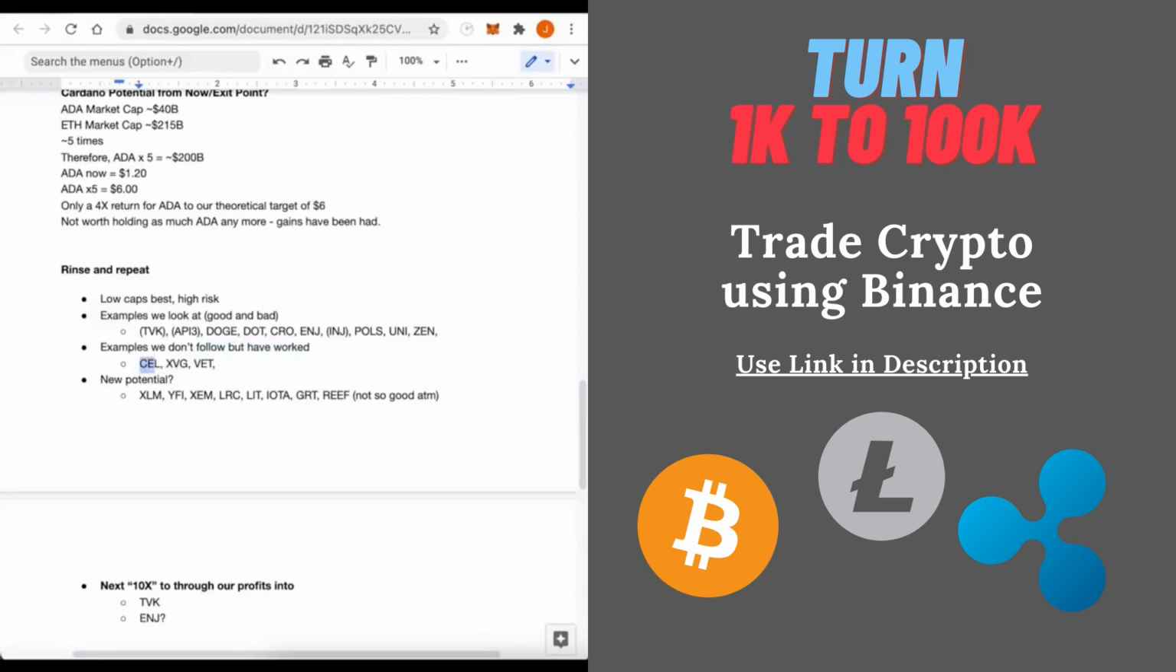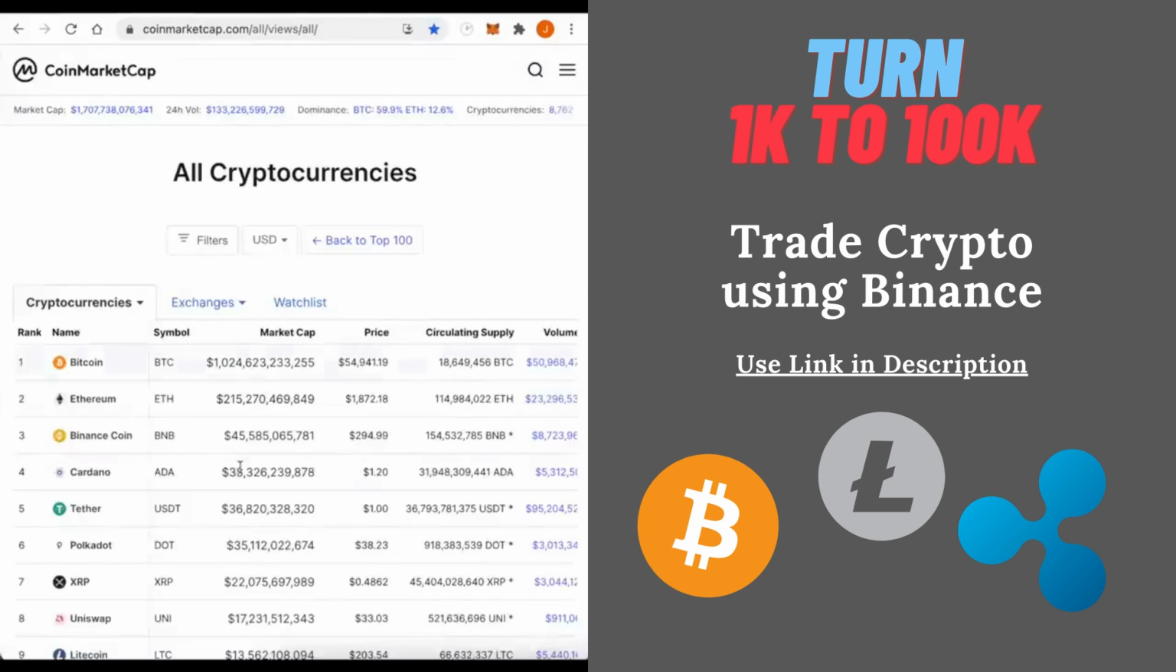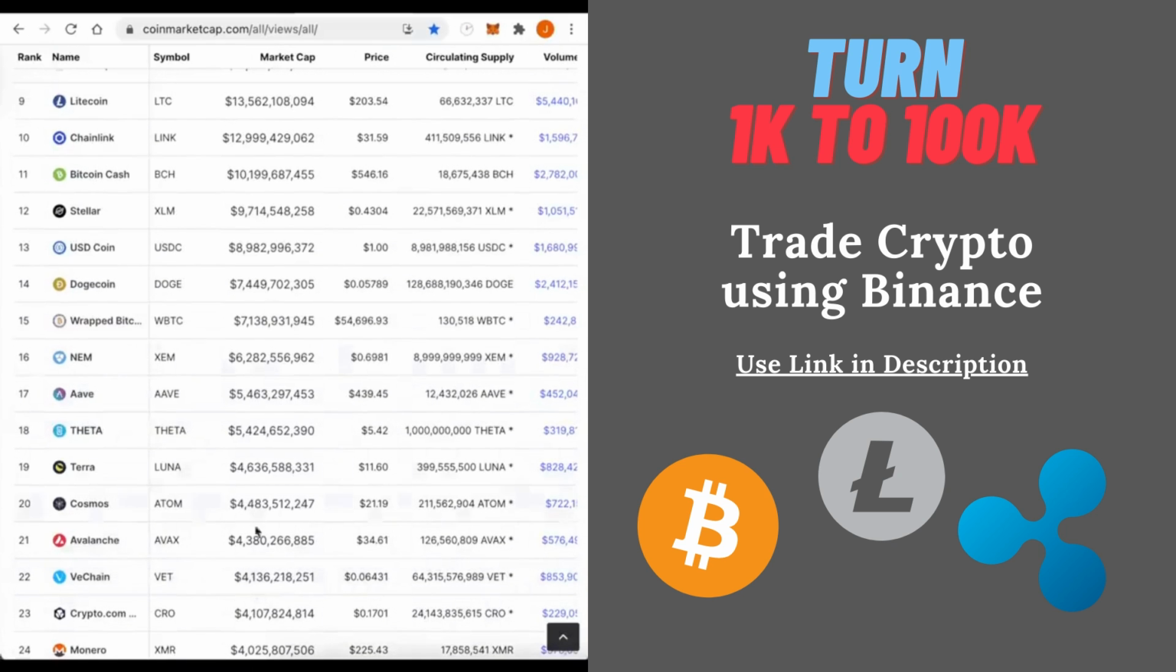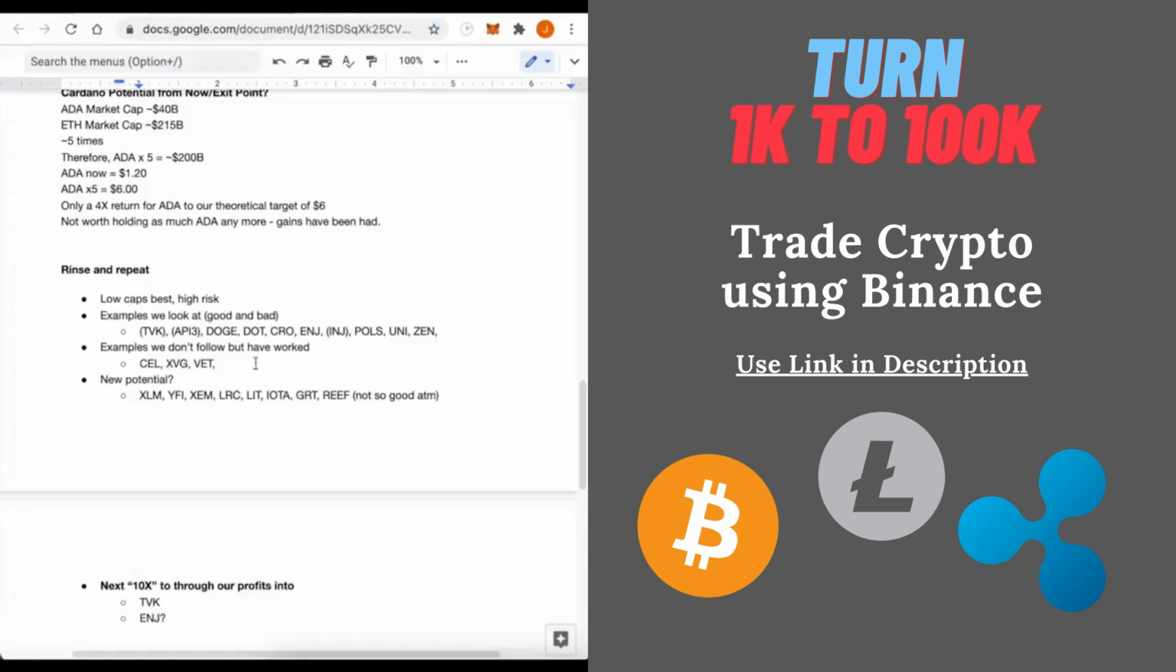CEL, Celsius, XVG, everyone talks about Voyager, and VET. So you would probably see a lot of these on the market caps. RV is another one. VET, can these do another 10x? It's getting more difficult, but they probably could do 10x from these $4 billion market caps. So keep that in mind. But we've got to stick to a plan, otherwise it just won't happen.